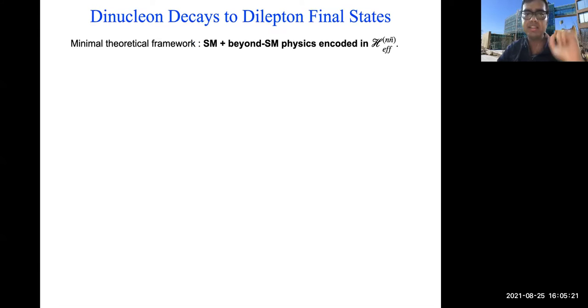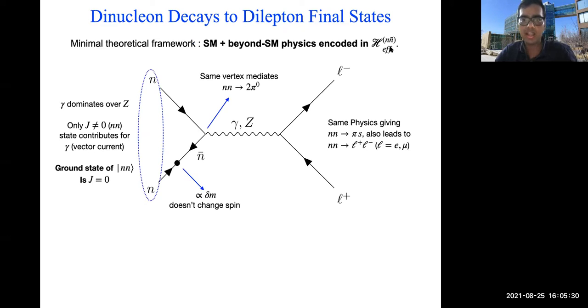Yeah, okay. So our minimal theoretical framework is again the standard model plus beyond standard model physics encoded in the effective Hamiltonian. So this is the diagram mediating Nn goes to L plus L minus. So N transits into an N bar, this blob again represents effective interaction. The UV physics has been integrated out.